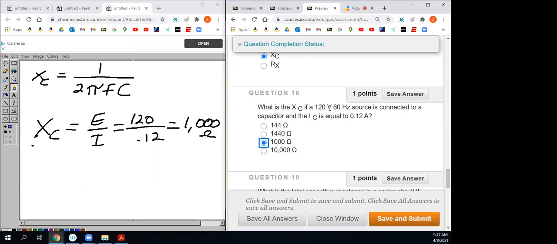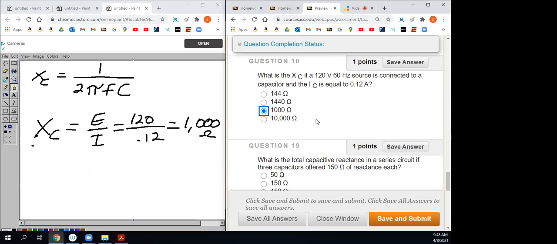Make sense? I think in this question, they threw that 60 hertz in there to throw you off and make you try to overthink it, which I started to do. I'm like, oh, well, the formula is 1/2 pi FC. Well, we don't even need that because we have current, we have voltage, so we can use Ohm's law.